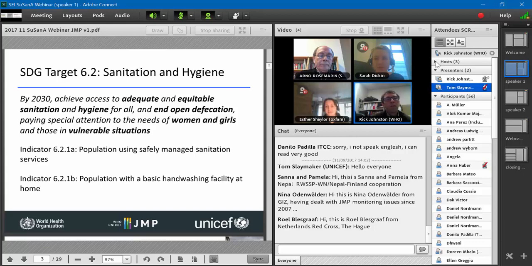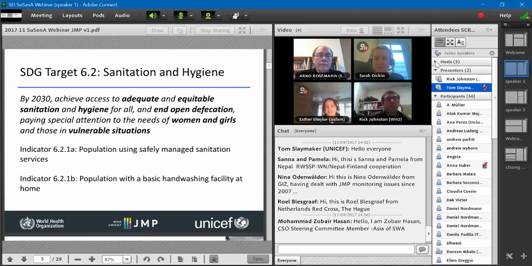Those are a lot of different concepts, and in order to adequately monitor different aspects of them, we're going to be treating the sanitation bit and the hygiene bit as independent sub-indicators. So there's going to be one indicator about the population using safely managed sanitation services, and the second one about the population with a basic hand washing facility at home. Let me just take you through the hand washing one.